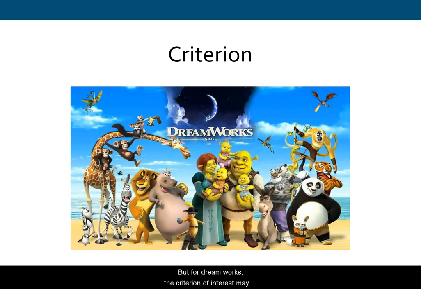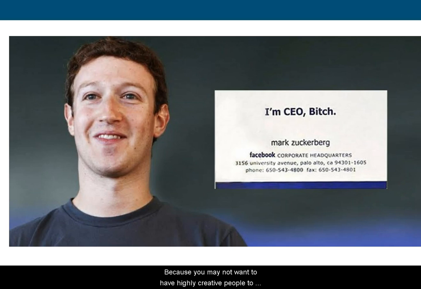But for DreamWorks, the criterion of interest may be completely different. What do you think DreamWorks' criterion of interest is in their selection process? Probably creativity. You can see that depending on your criterion or your goal, the selection process is going to be very different. Because you may not want to have highly creative people to work in customer service, as they may not be the most relatable individuals in the world.